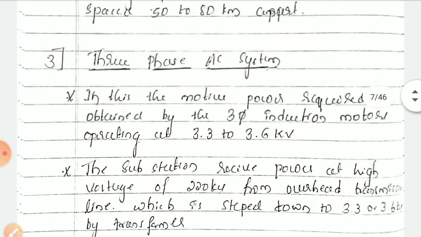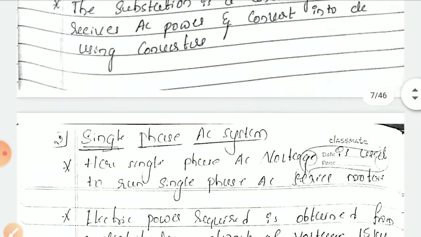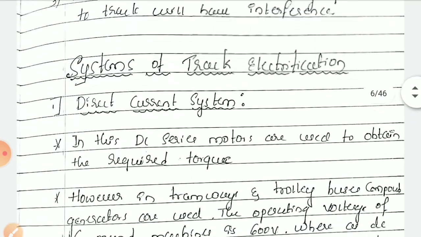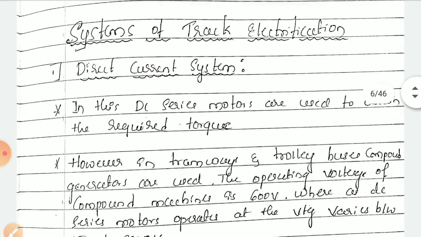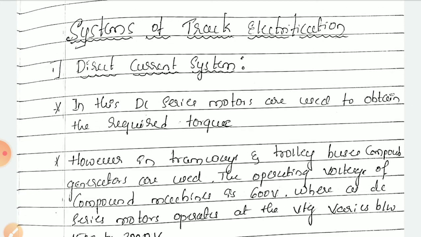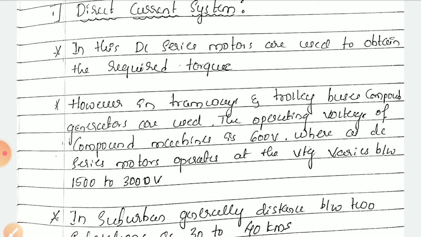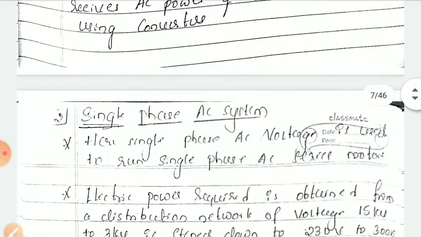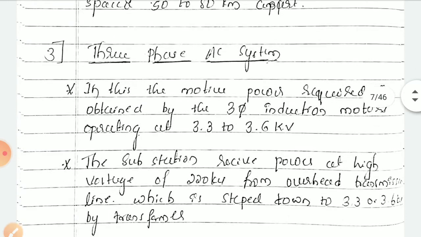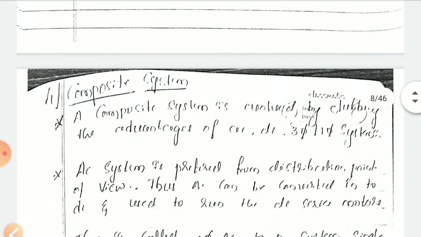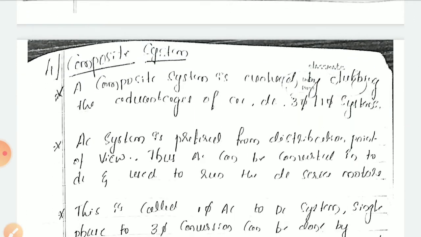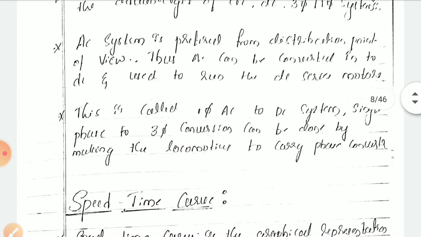So that is called a combination or composite system. In the last class we discussed the general traction systems. Next, the systems of track electrification, or the systems of electric traction. One is the DC system, and then the AC system. AC has single phase AC systems and three phase AC systems, and then the composite system, comprising the advantages of both AC and DC.